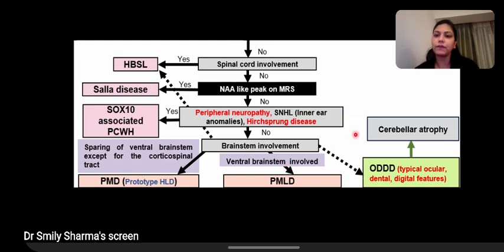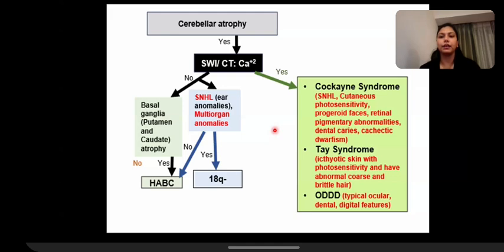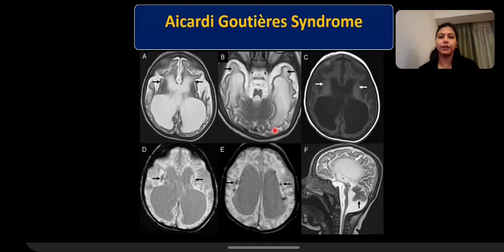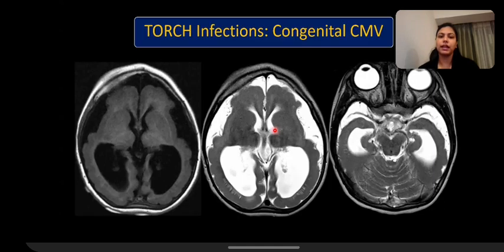Let's answer what was the case of hydrocephalus. That was Aicardi-Goutieres syndrome. I think you're talking about this case. So this was Aicardi-Goutieres. This is the case of TORCH, and this is a case of Menkes disease.